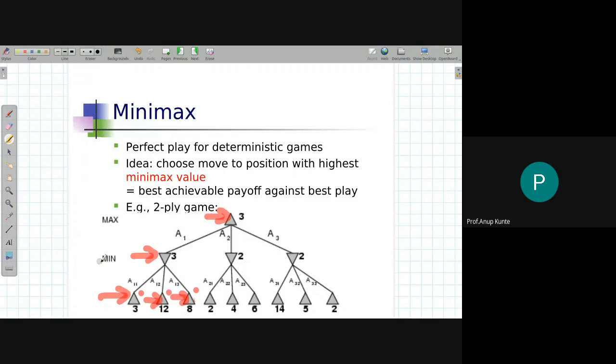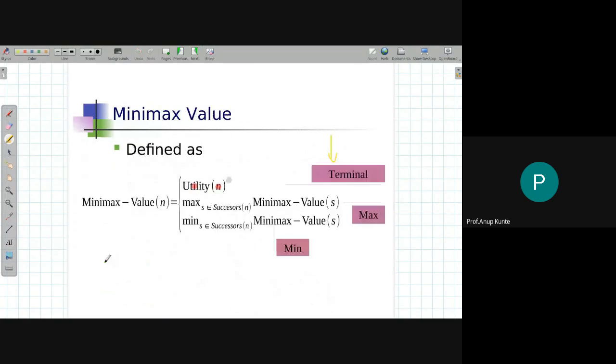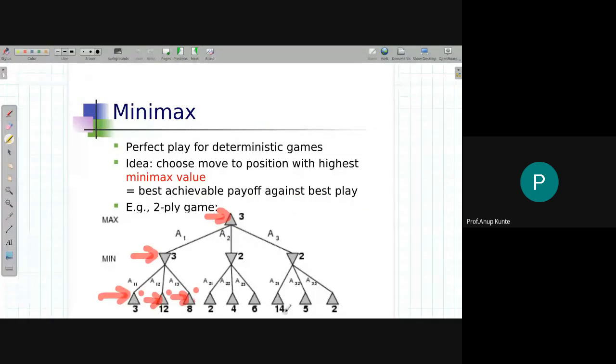Now this is a min node. For any min node, as it is discussed over here, I need to find its successors, and for each successor I need to find the minimax value, and I choose the successor which has the minimum minimax value amongst those successors. So among 3, 12, 8, 3 is the least, so the minimax value of this node comes to be 3.